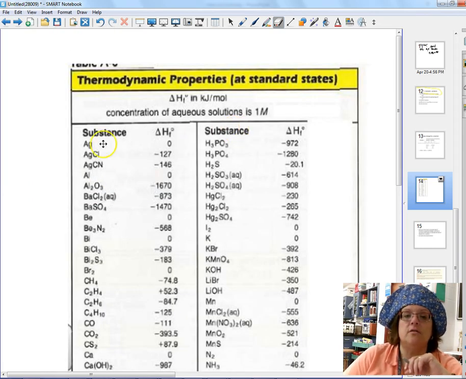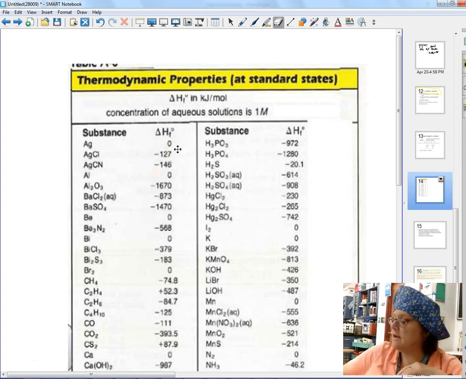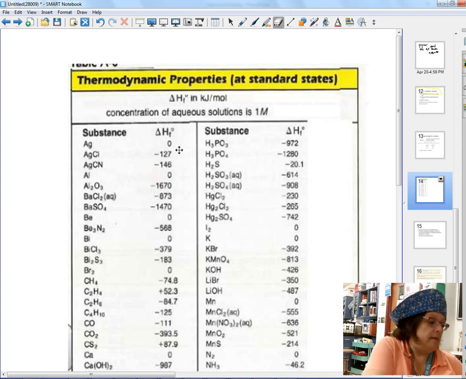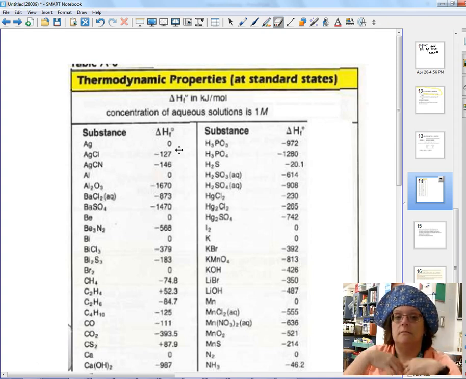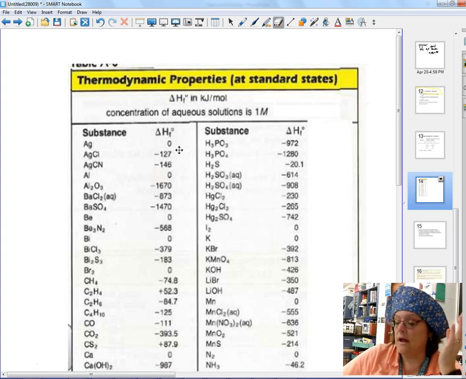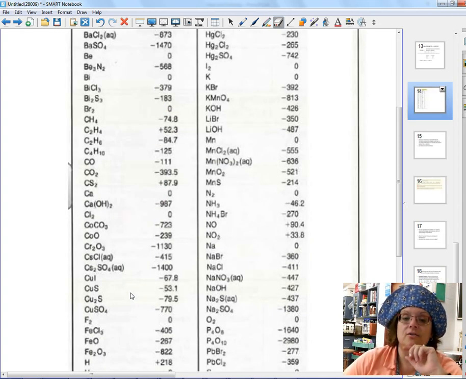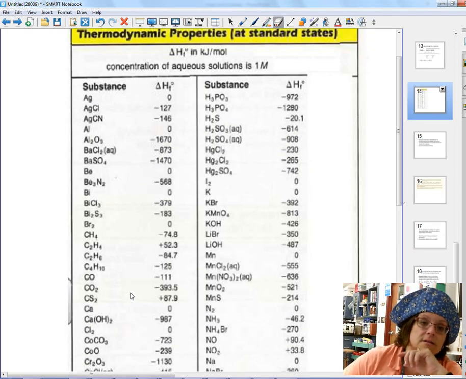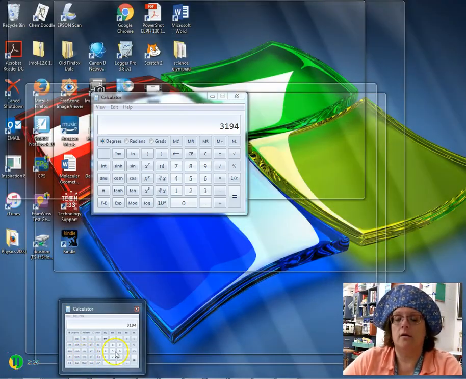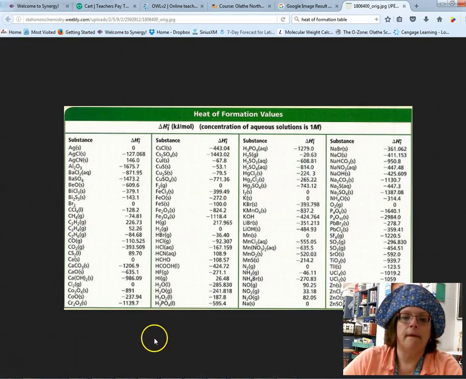You'll notice here, this very first one, silver, has a heat of formation of 0. Anybody want to take a guess why? Could it be that elements are elements and you don't have to form them? That's what you said. You're right. So, if it's an element, it's not going to have a heat of formation. Unless, oh, you knew that was coming, didn't you? I was just messing with you.